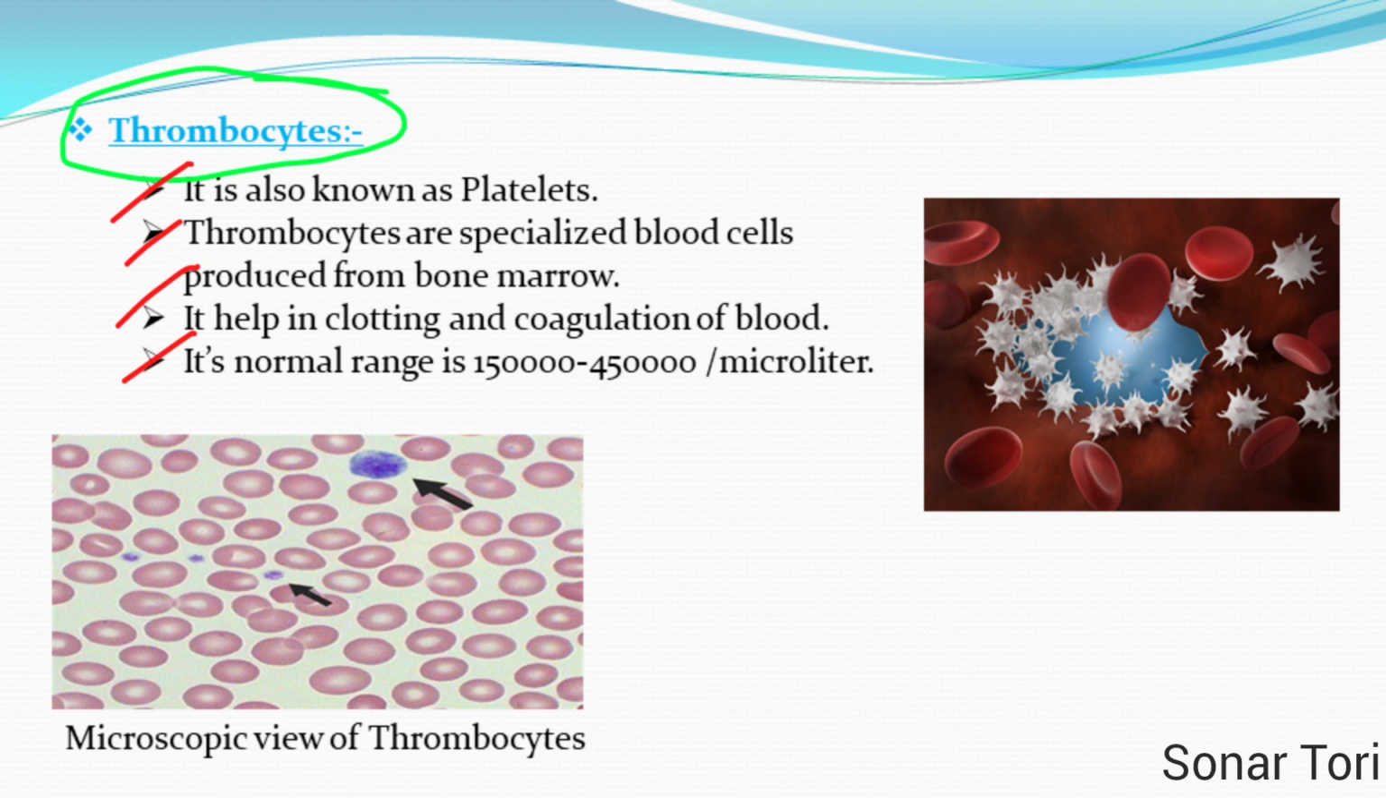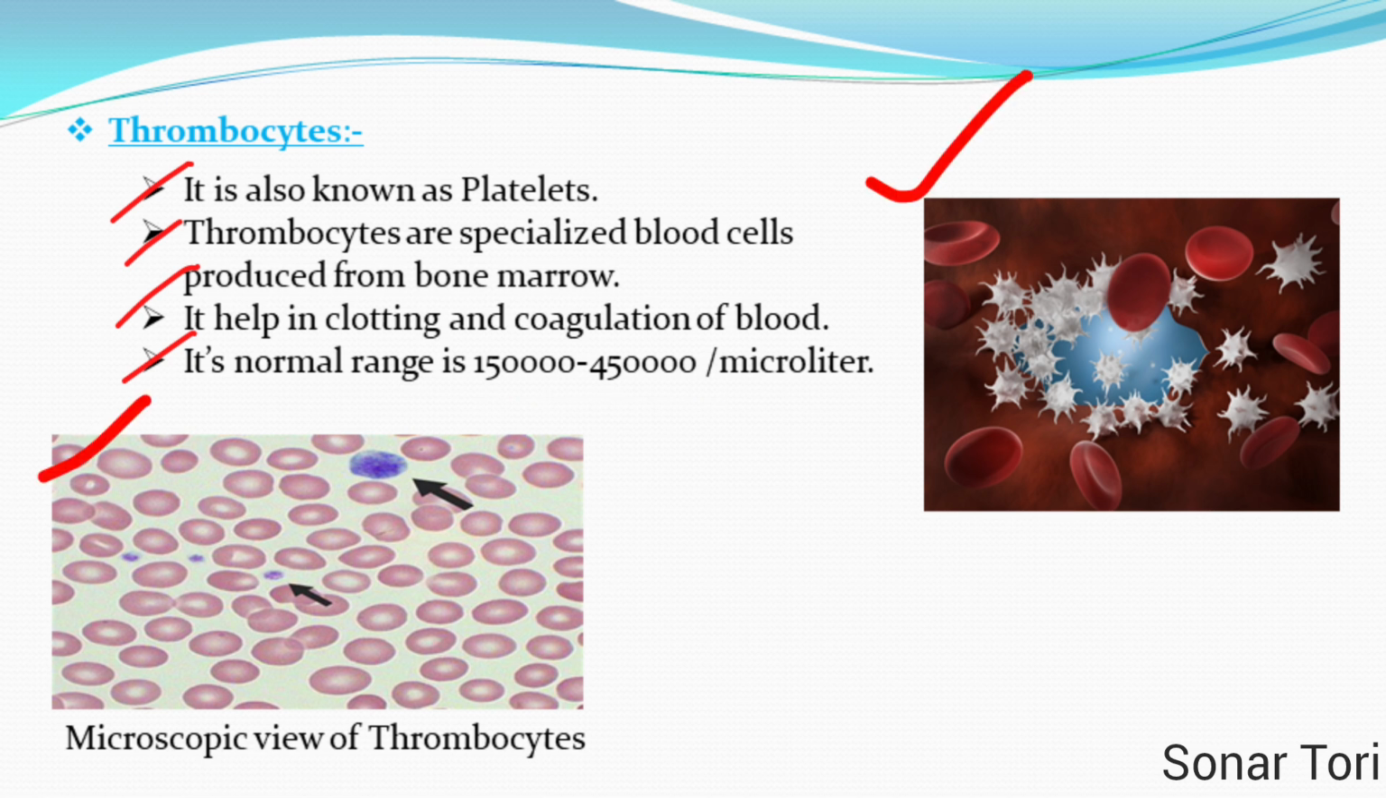Thrombocyte. It is also known as platelet. Thrombocytes are specialized blood cells produced from bone marrow. They help in the clotting and coagulation of blood. And the important point, its normal range is 1,50,000 to 4,50,000 per microliter.